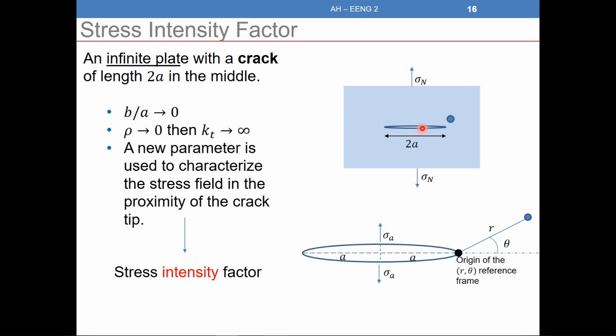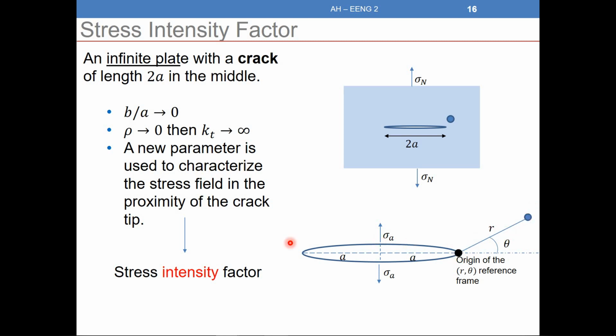So this is the crack, I copied it here. As we said, we have 2a, the length of the crack. I have the applied stress here, sigma a, or sigma n if I have a normal stress. If I define any point close to the crack, let's say this point, this is the same point, I just made a zoom here. This is the crack and this is the point. I can make an origin here. Any point can be defined by the angle theta and the distance r from the end of the crack.